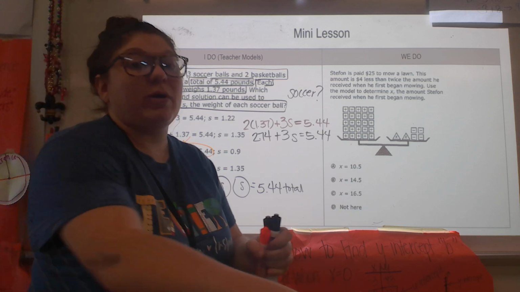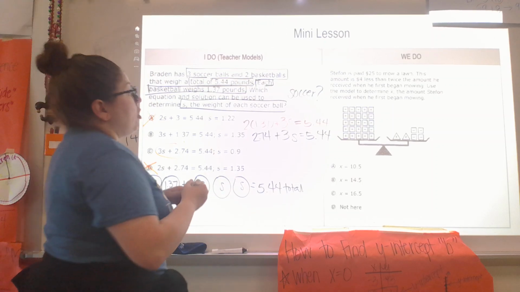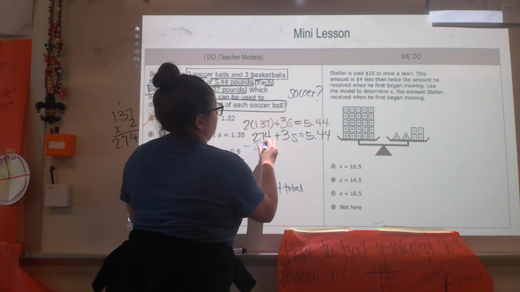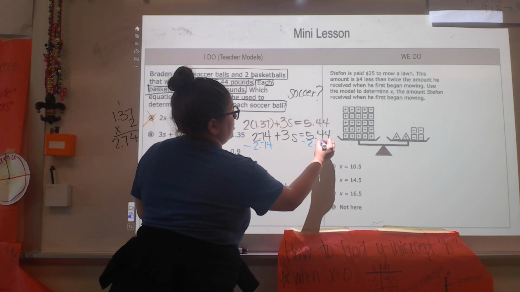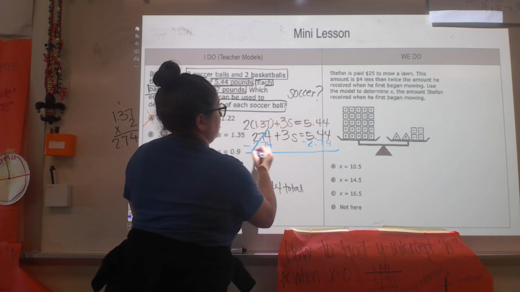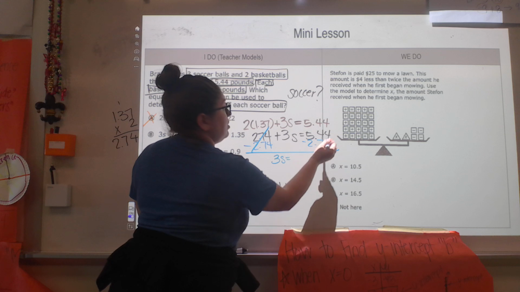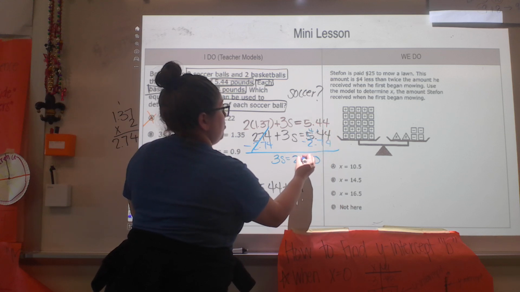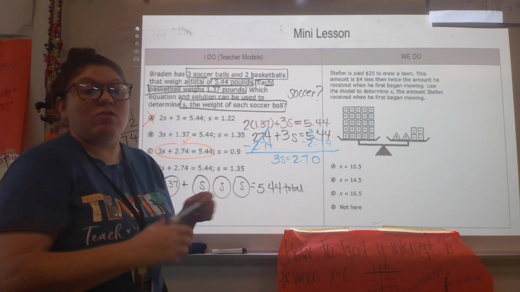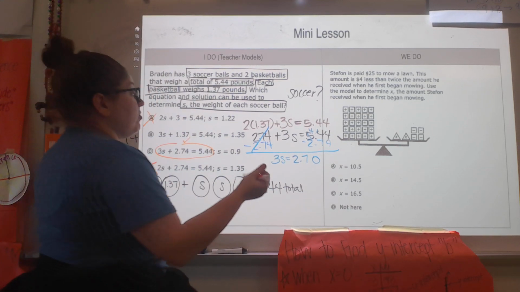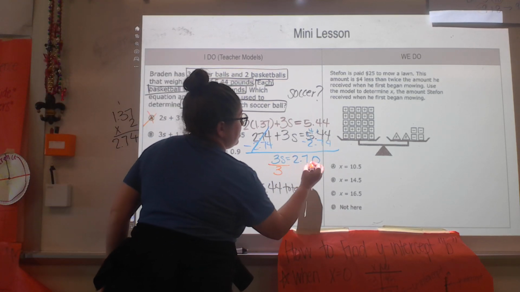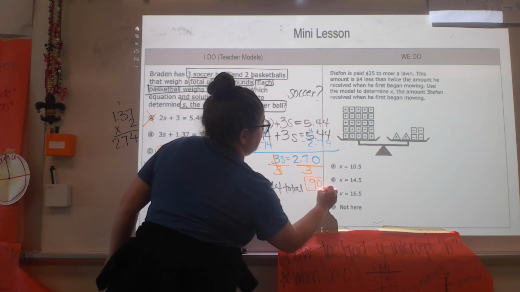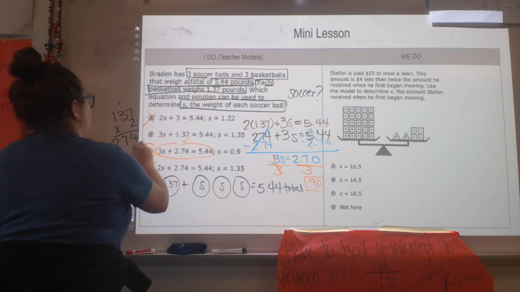So remember, we solve by doing inverse operations. What is the opposite or the inverse to positive 2.74? Negative. That's 2.70. Now I'm going to get S by itself, so I have to do the inverse here. Divide by 3, divide by 3, and I get 0.90, which is C.